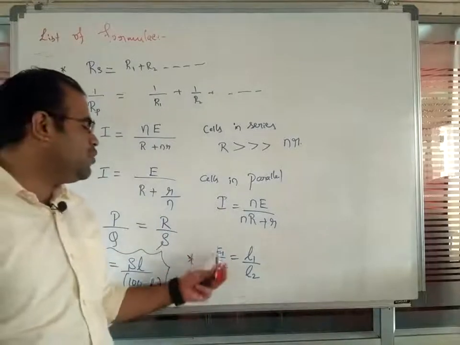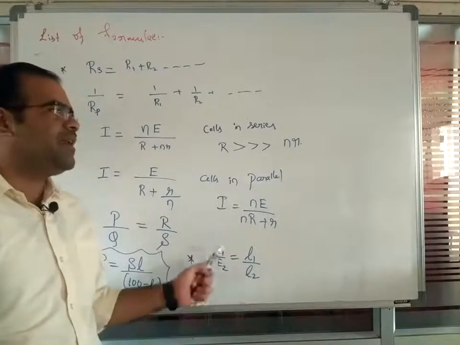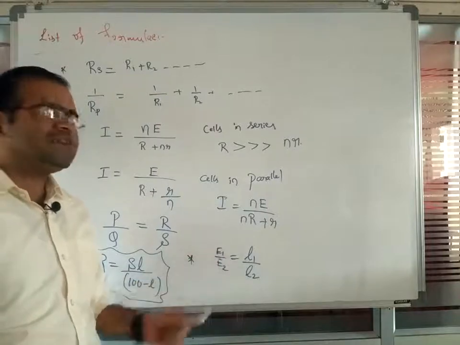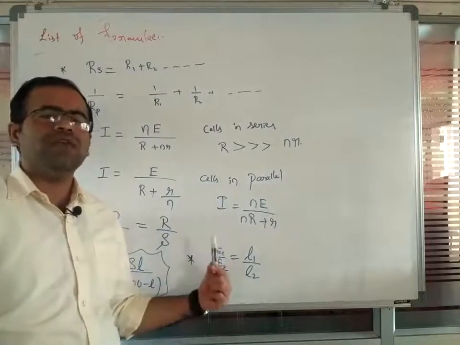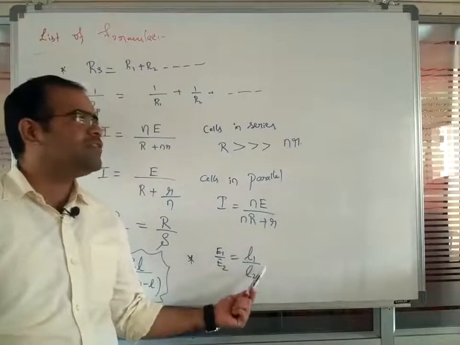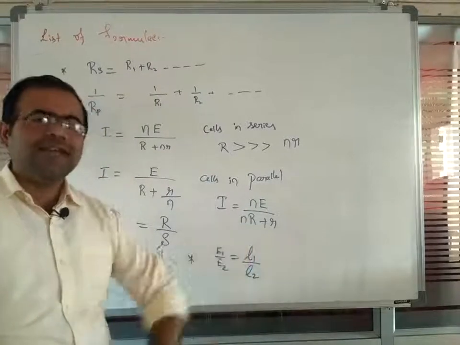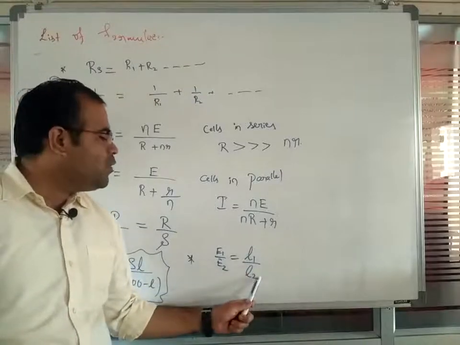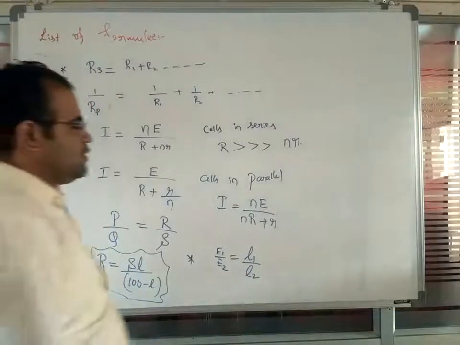The meaning is that E1 divided by E2 means we use two cells. Both cells have EMF values of E1 as well as E2, and the corresponding balancing lengths of the first as well as the second cell are given by L1 divided by L2. So this is the equation.